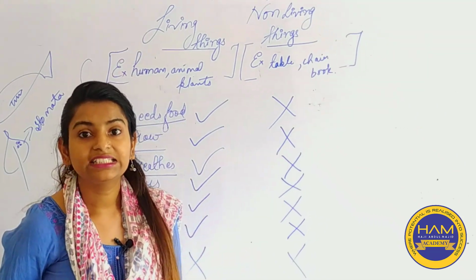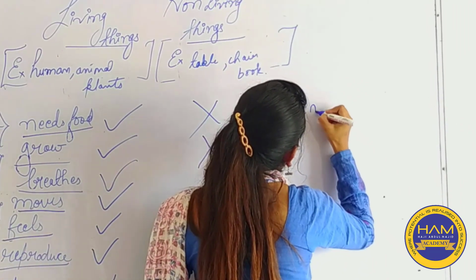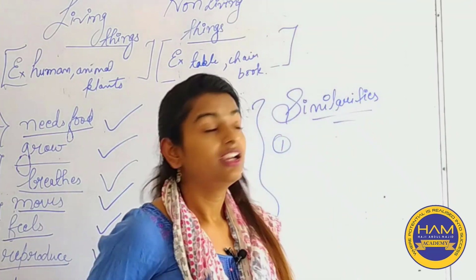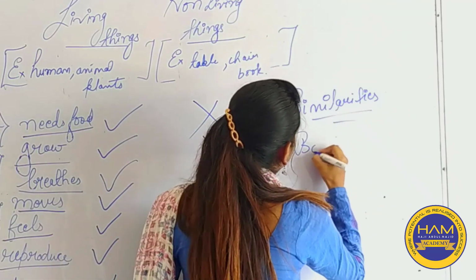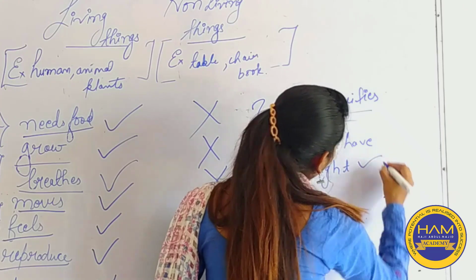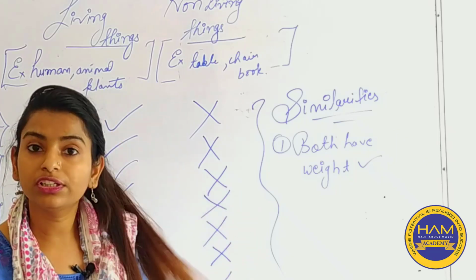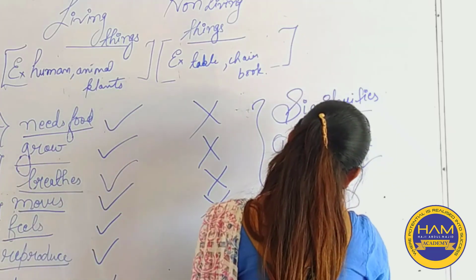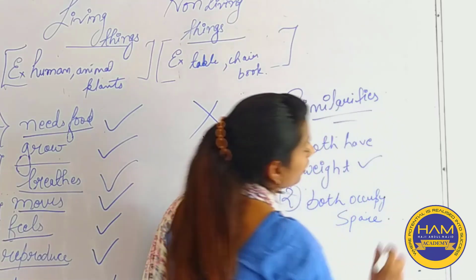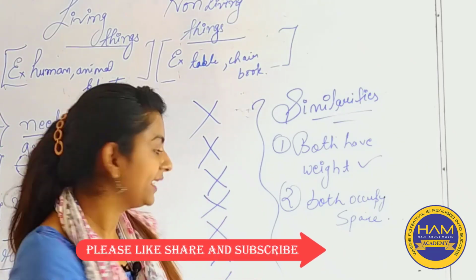Now let us see the similarities between living things and non-living things. So the first similarity is that both living things and non-living things have weight. A dog also has some weight and a table also has some weight. So both living things and non-living things have weight. Second, both occupy space. A living thing occupies space and a non-living thing also occupies space.